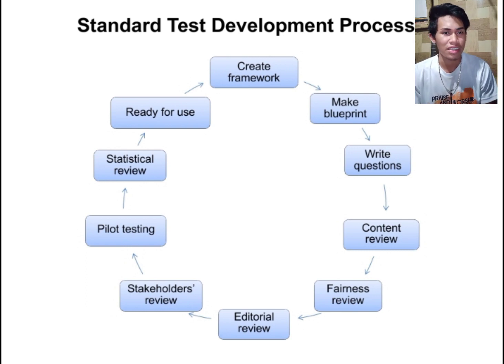Number seven is the stakeholders review. Test developers establish the criteria or benchmark for interpreting test scores. This involves determining the passing score or cut-off point that separates different levels of performance.